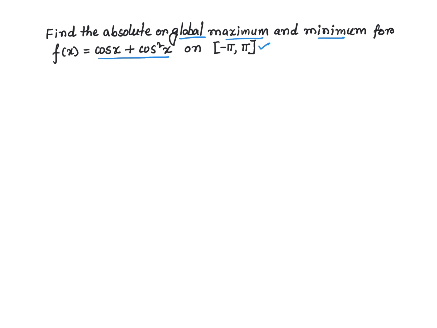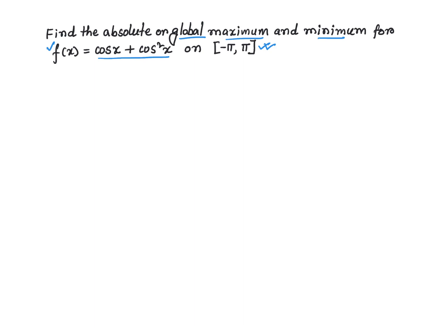Now, to find the absolute or global minimum and maximum for a function, we need to take into consideration the extreme value theorem. The function that is given is continuous on this closed interval from negative pi to positive pi. Therefore, there exist an absolute maximum and absolute minimum on this interval by the extreme value theorem. So the extreme value theorem ensures that there are a global maximum and global minimum.